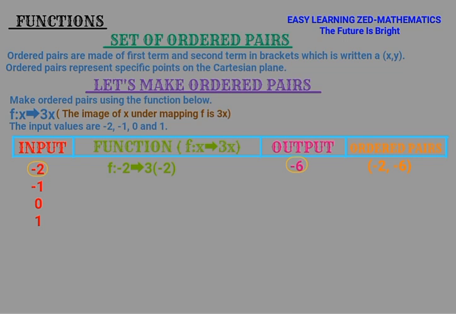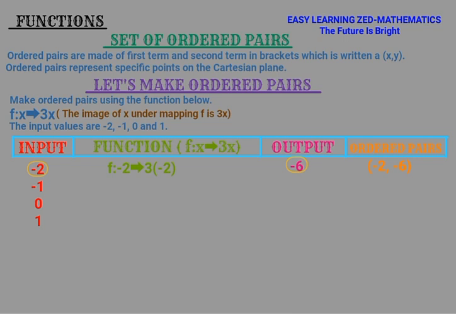So if we go to the first statement in our lesson, just there on top where it's written, ordered pairs are made of a first term and a second term in brackets, which is written as (x, y). So the value of x in this is the input, and the value of y is the output. So now we have written the ordered pair.